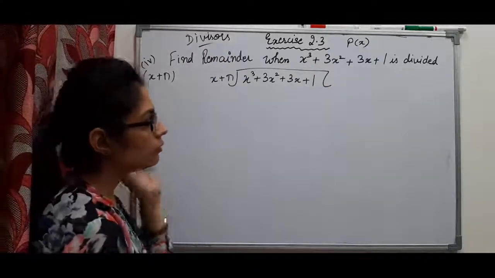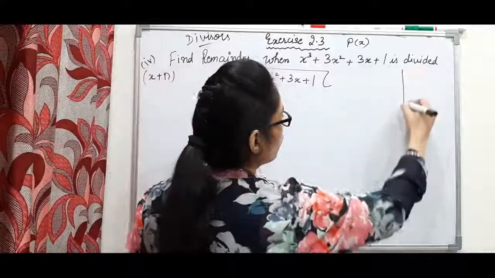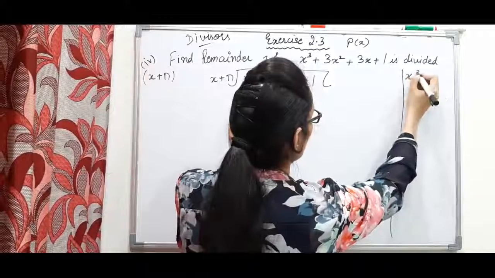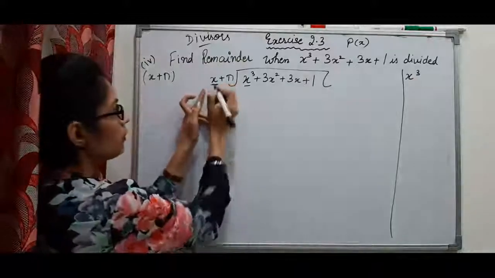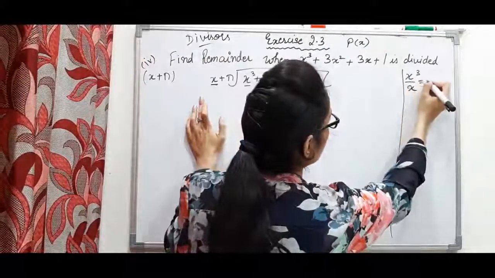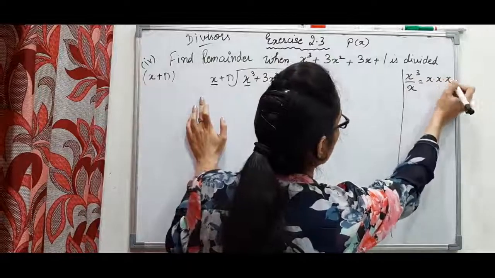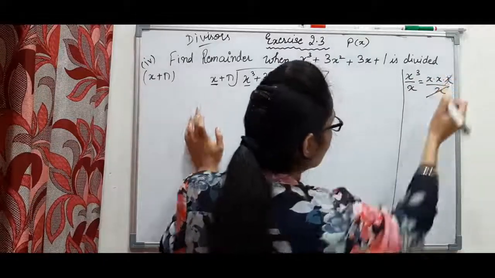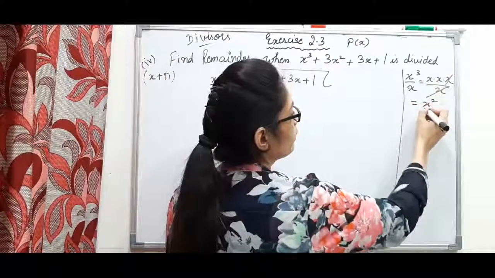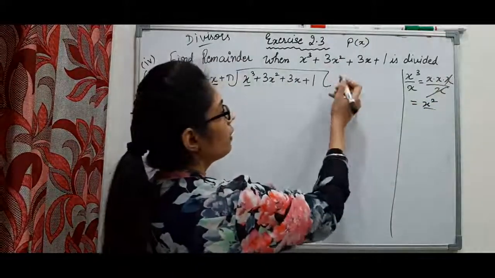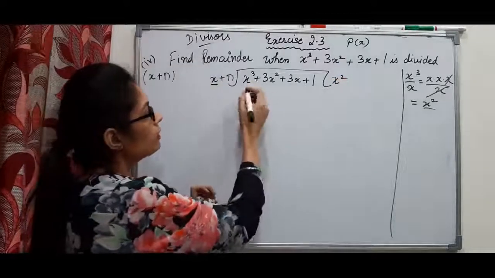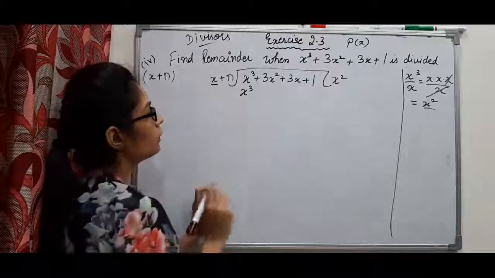So we'll start the same way. First we'll see which is the first term. We'll write over here x cube, and which is the first term in our divisor, which is x. So I'll divide these two. x cube is x into x by x. So 1x will get cancelled with 1x. x into x I will get x square. This x square I have to write here, and this first term should be the same. So this is x cube.